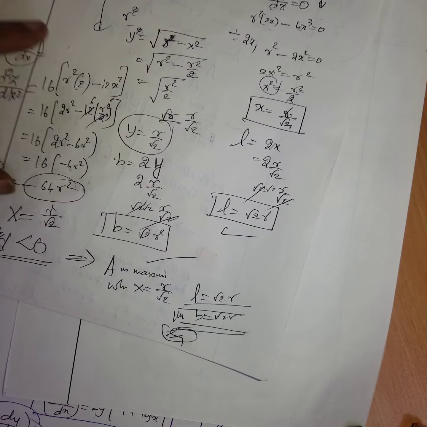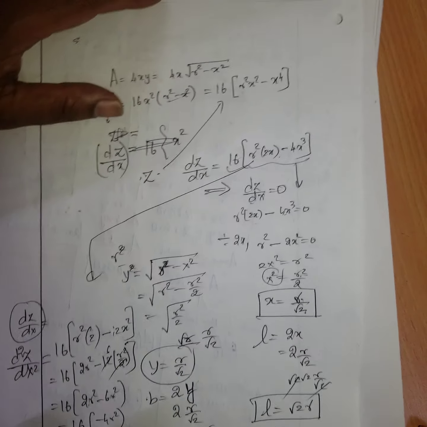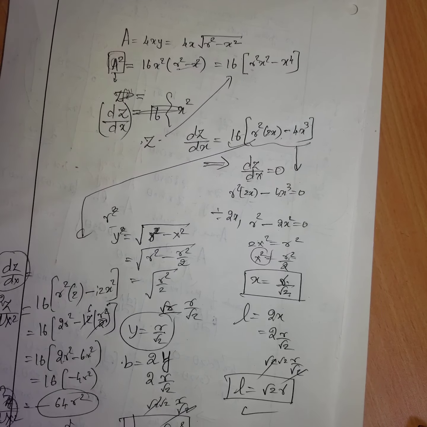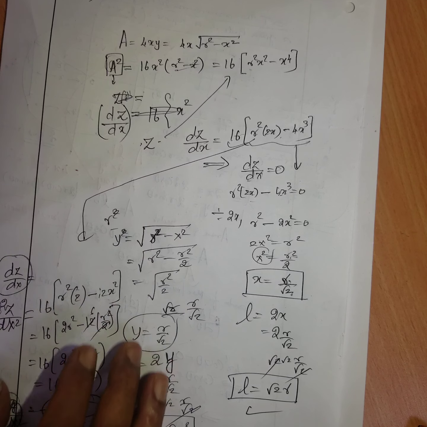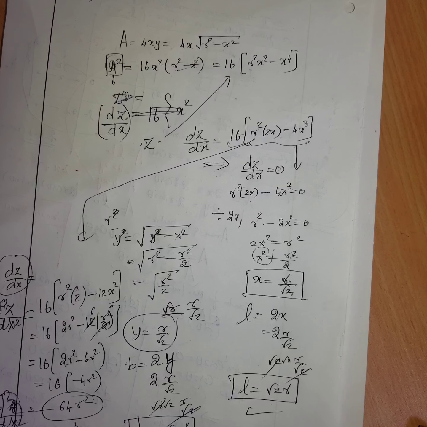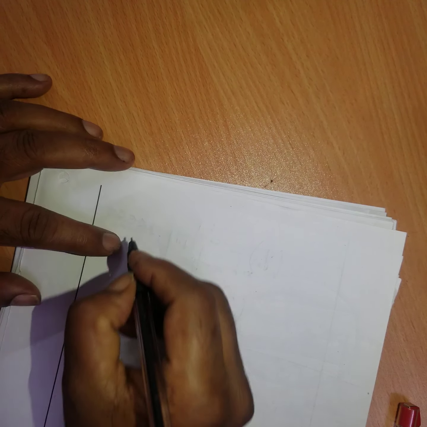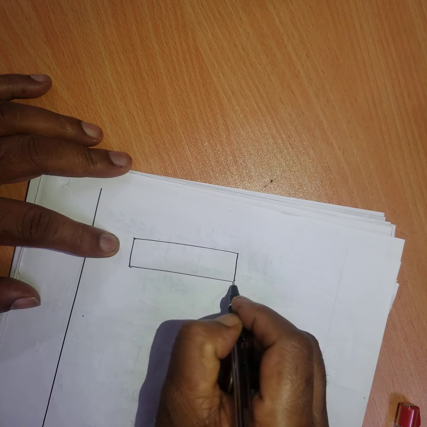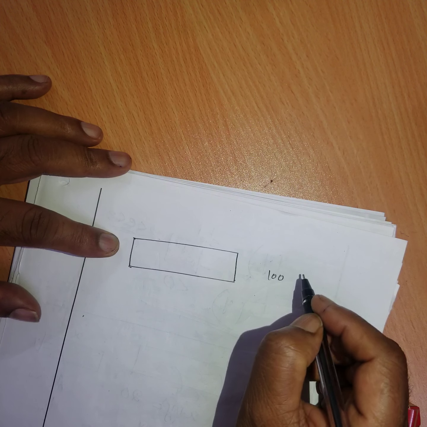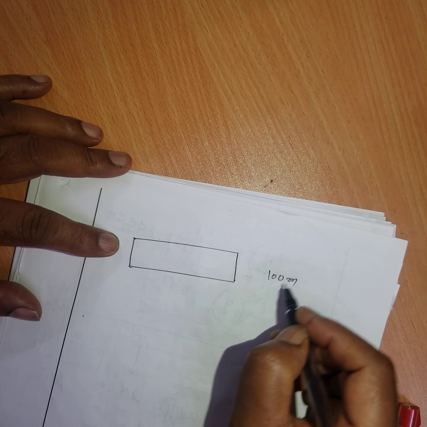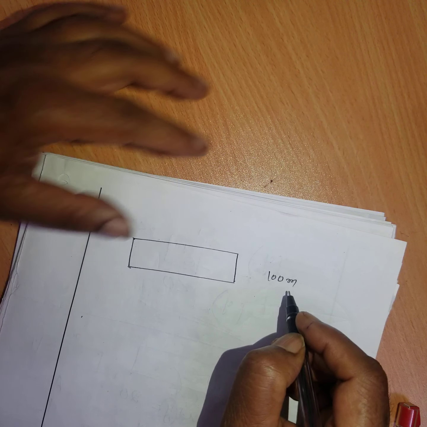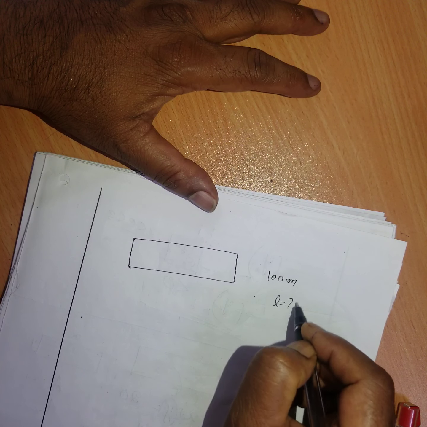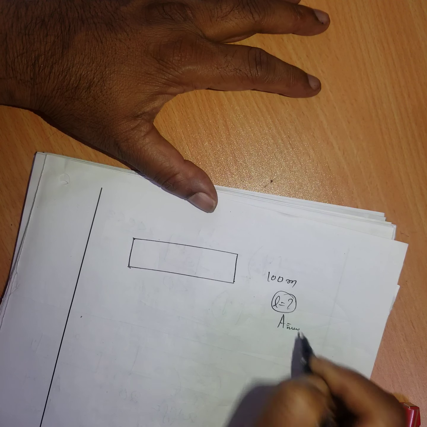You can do it this way also, but it will take maximum time in the examination. Right? Therefore, if you want some more sums, see: the perimeter of a rectangle is 100 meter. Find the length of the side when the area is maximum.